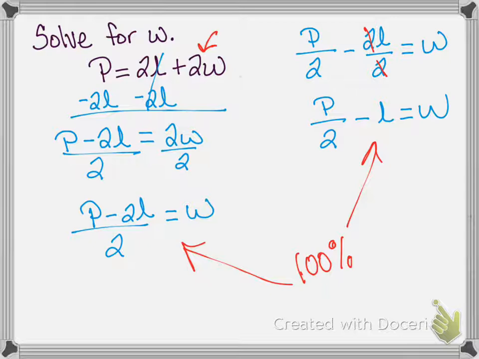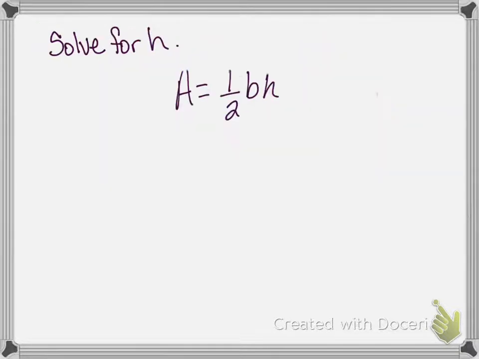Now, the next one is the area of a rectangle. Not a rectangle. It's the area of a triangle. I'm sorry. So I have the area of a triangle equals 1/2 the base times the height. And I am trying to find H. So I am solving this for H.